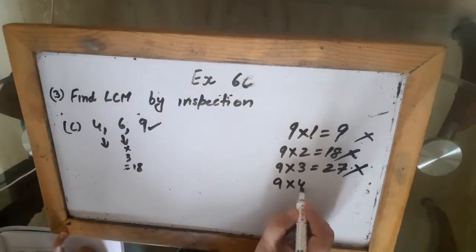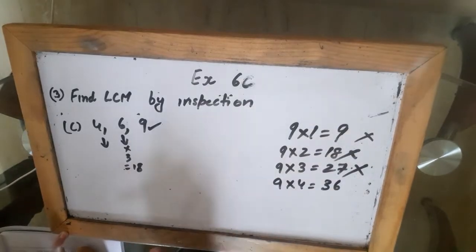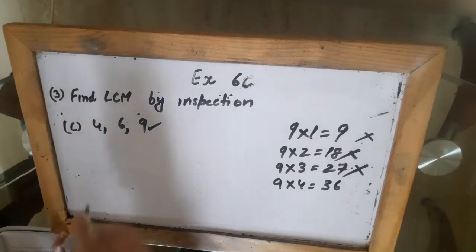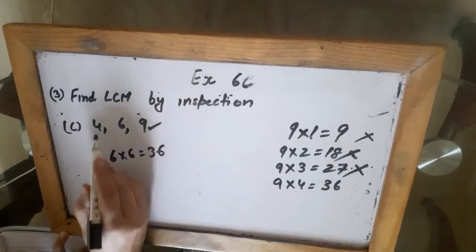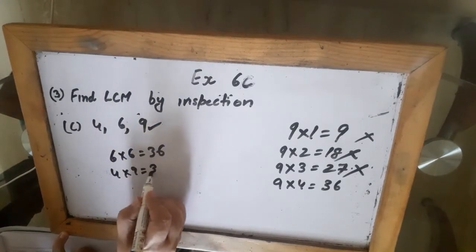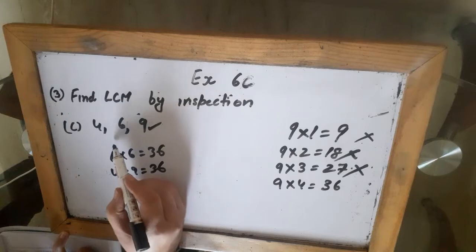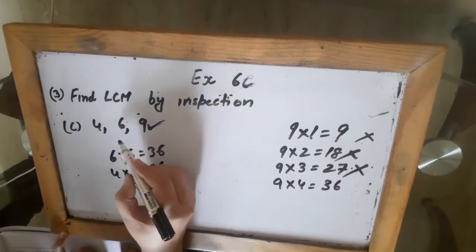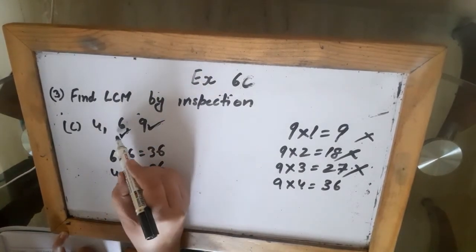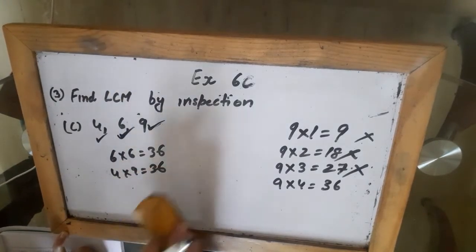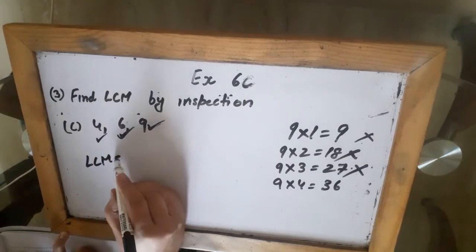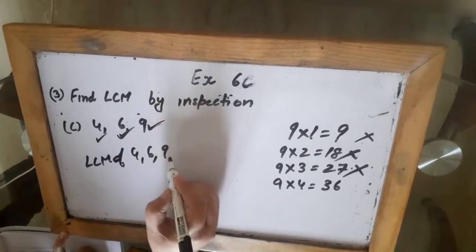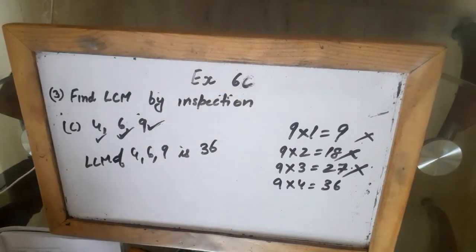Now 9 4s is 36. Now I know this 36 is a multiple of 9. Now what about the next two numbers? Is 36 a multiple of 6? Yes, because 6 6s are 36, and of 4? Yes, 4 9s are 36. So this 36 is a multiple of 9 also, 6 also and 4 also. So what it means is that the least common multiple of 4, 6, 9 is 36.